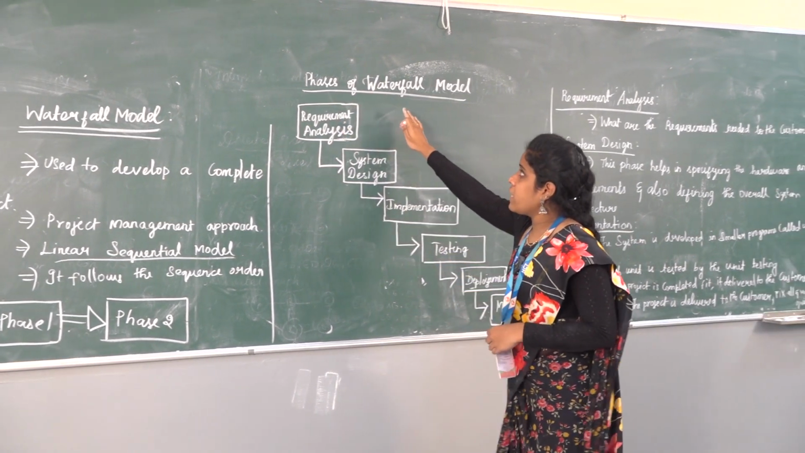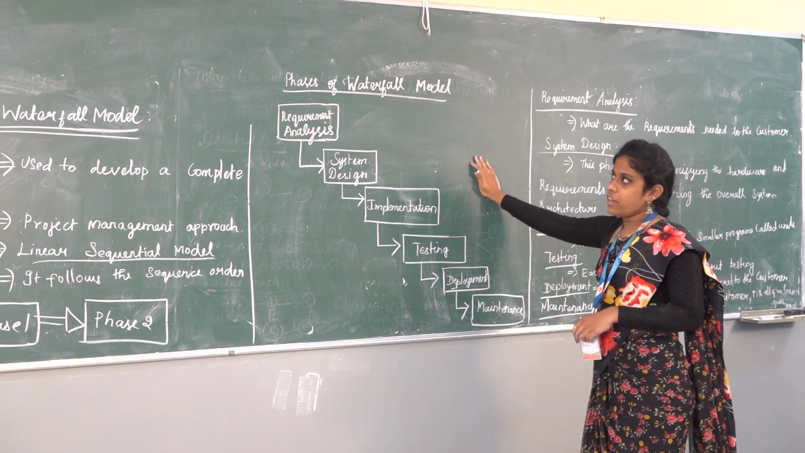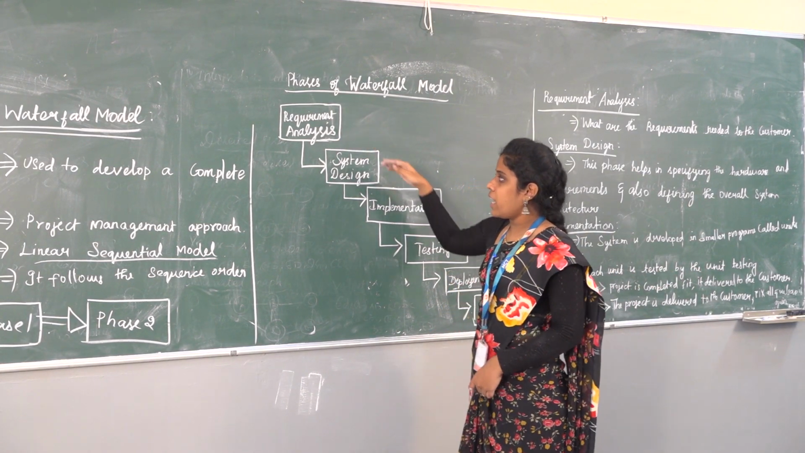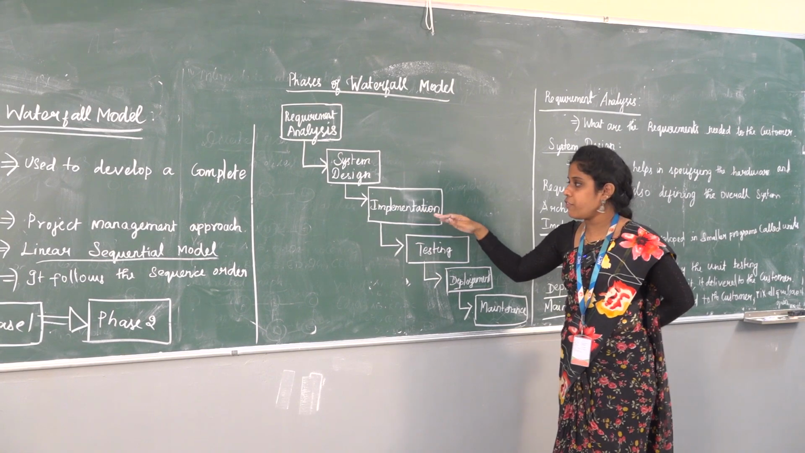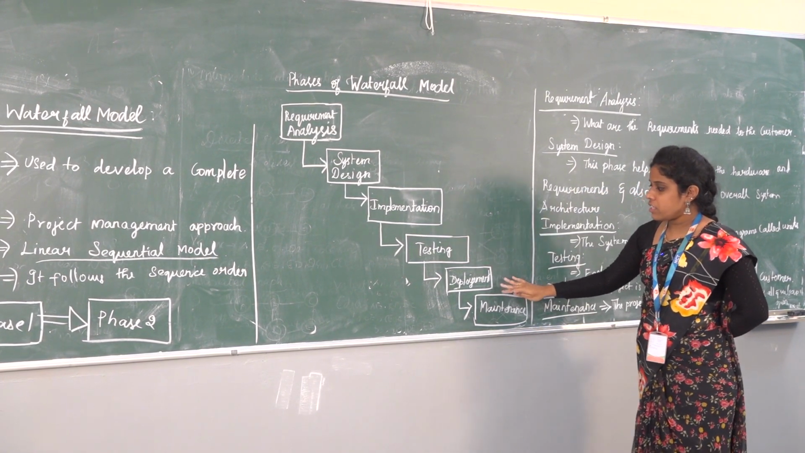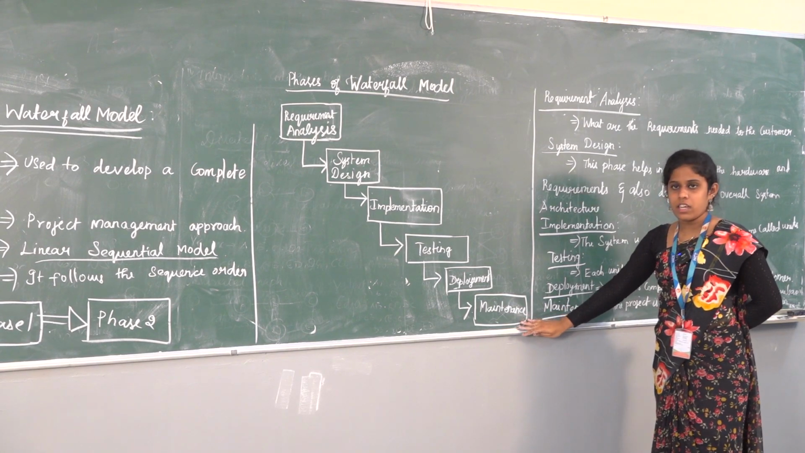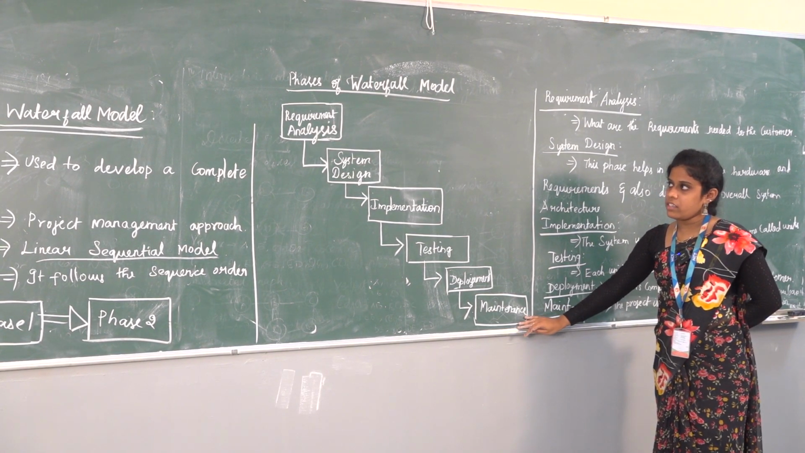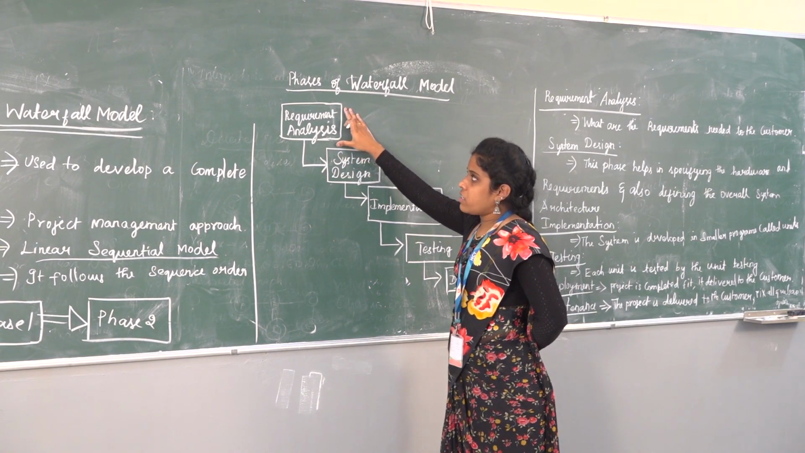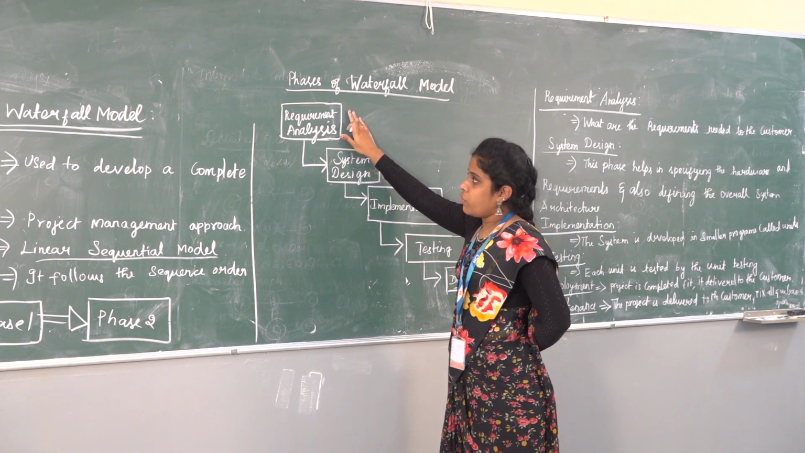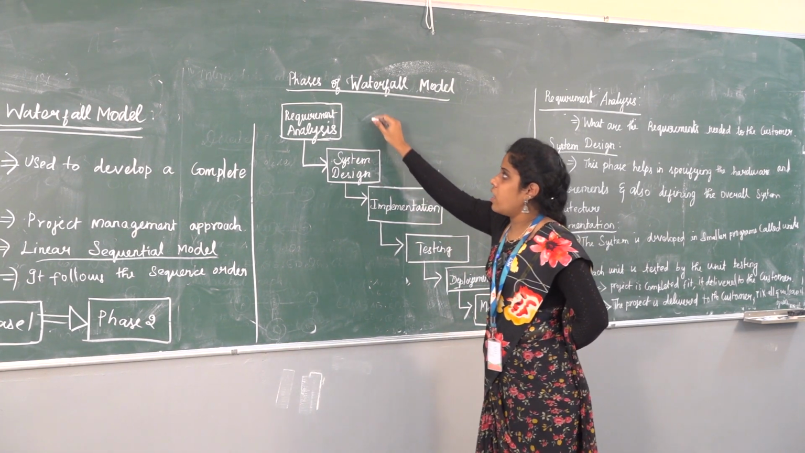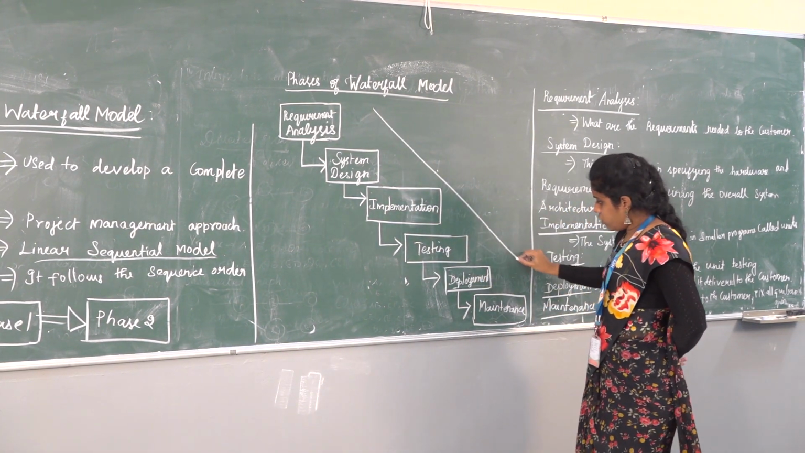The different phases of the waterfall model are there. The first one is requirement analysis. The second phase is system design. The third phase is implementation. The fourth is testing. The fifth is deployment. And the last and final phase is maintenance. First, the requirement analysis phase is over. Then it will go to the next phase, system design. It follows the top-down approach.